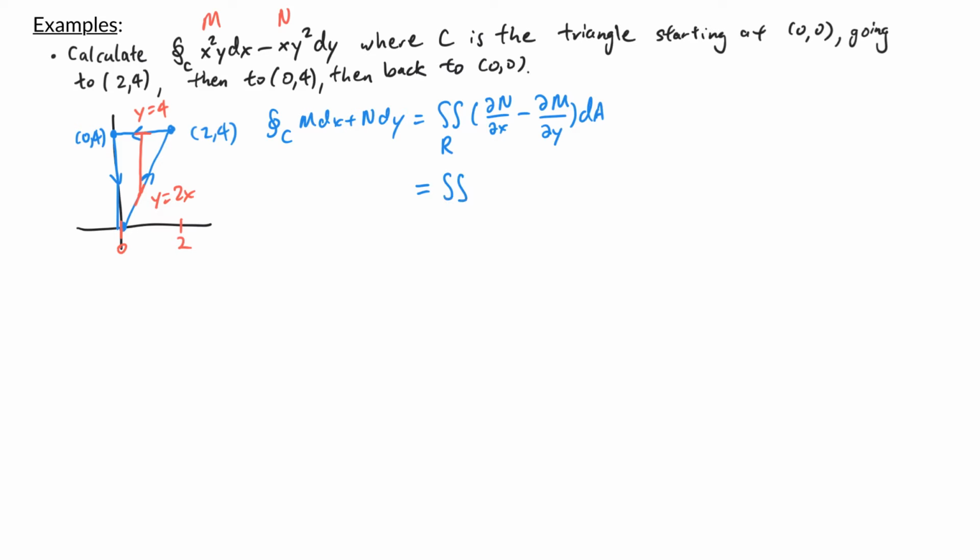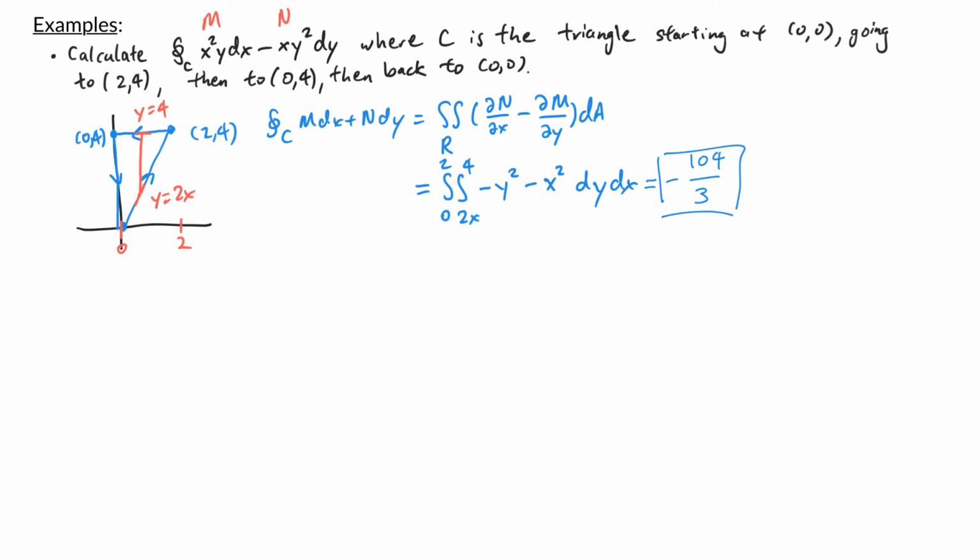So we have the double integral of the partial derivative of N with respect to x. N is negative xy squared, so its partial derivative with respect to x is minus y squared, minus the partial derivative of M with respect to y. M is x squared y, so my partial derivative gives me x squared here. And again, I'm doing my double integral in the order dy dx, where my limits for y are 2x to 4, and my limits for x are 0 to 2. I won't go through the details of this calculation, but you should end up with negative 104 over 3.